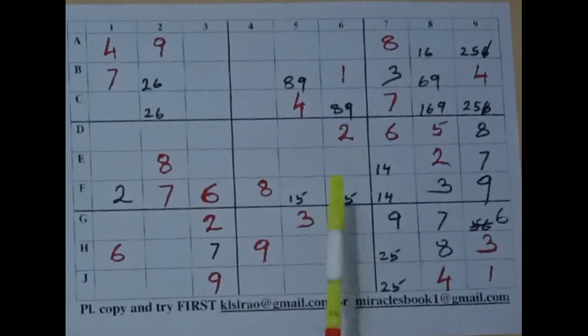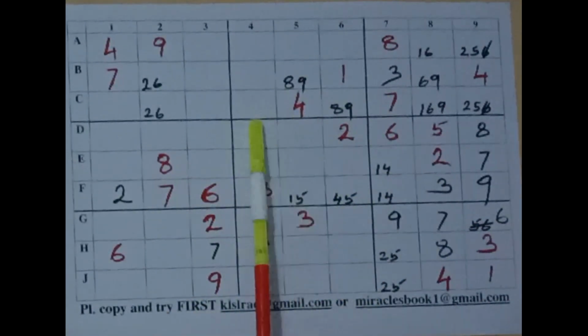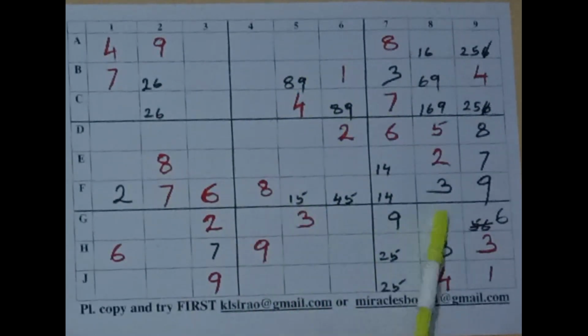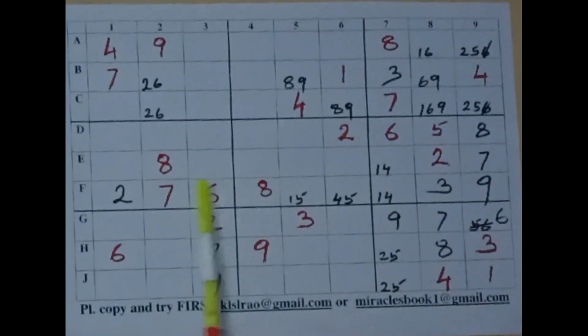Okay, 6. 3 places again. 7. 7 gets these 2 places. Okay, 8 already there, and 9 gets these 3 places. Okay, leave it.